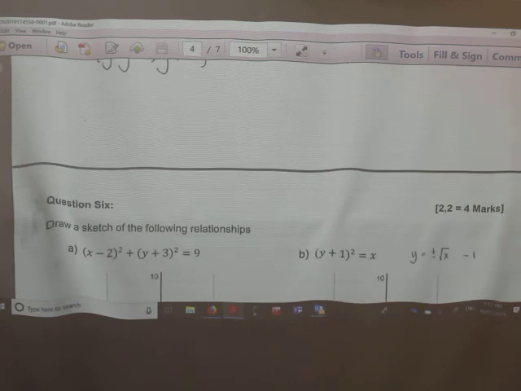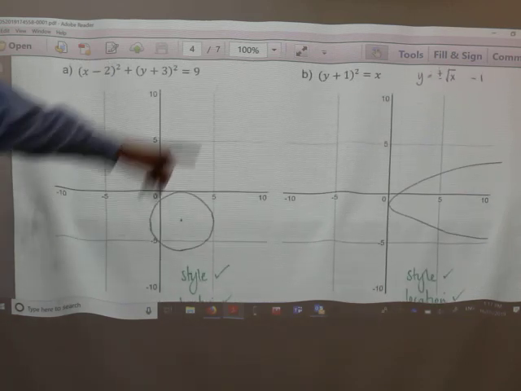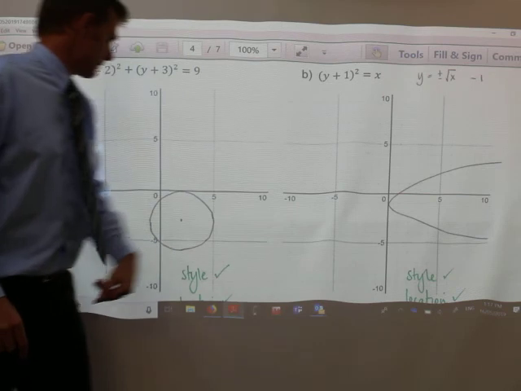Alright, question 6. Oops, let me catch up. Okay, so drawing a sketch of the following. Now this is where, especially on the right here, this is a little bit different. I'll get there in a minute.